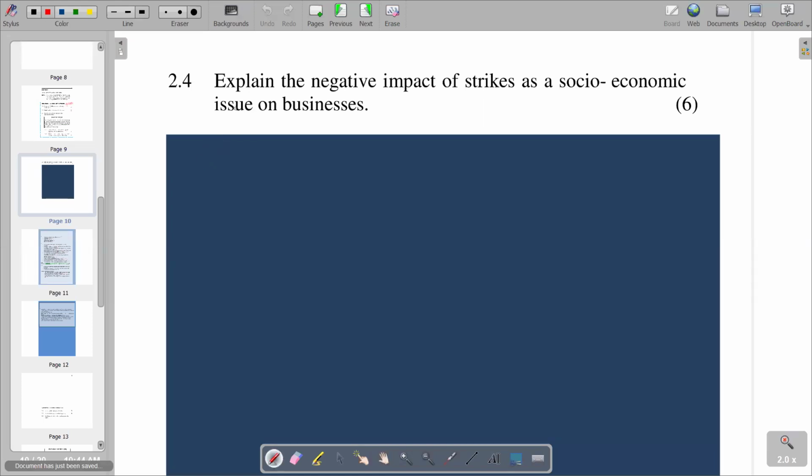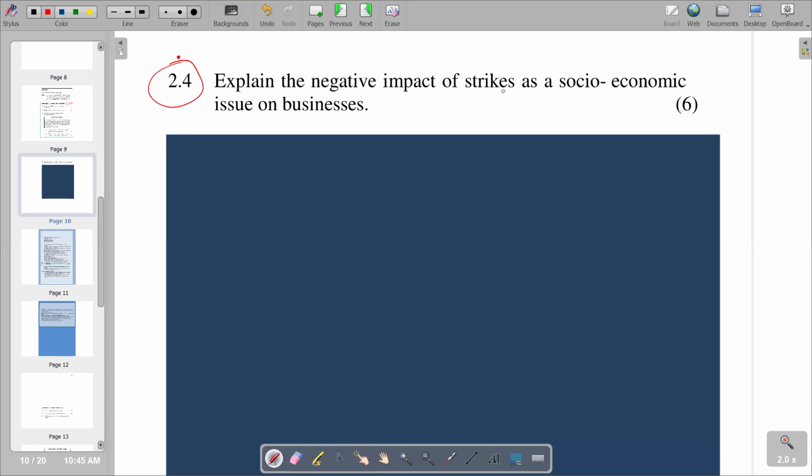The next question, question 2.4, reads: explain the negative impact of strikes as a socio-economic issue on businesses. Our question has 6 marks. So we are going to go through our question. With 6 marks, obviously, at least 3 points should be raised. And the question says explain, which means one point with a brief explanation also, so that you get your maximum points.